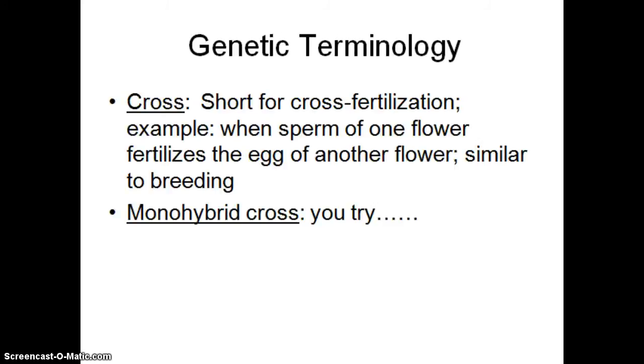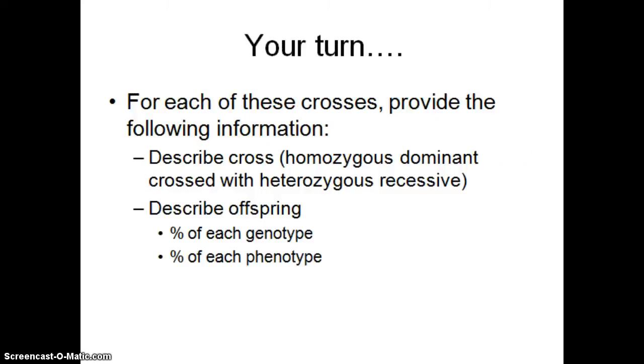So when we do a cross, we're really just fertilizing or mating or breeding different organisms together. So we use the term cross for that. And a monohybrid cross, mono meaning one, so we're going to cross one characteristic. So let's look at some examples of that.